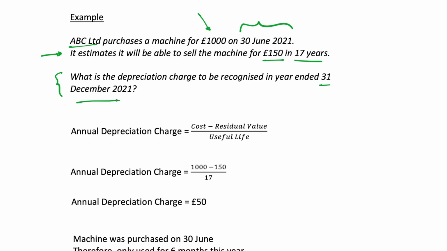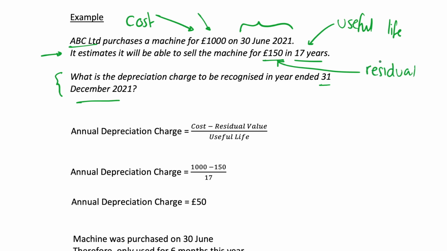of December 2021? A few things we should immediately note from this is that we have got our cost of the asset of £1,000. We have got our useful life of the asset, which is 17 years. And we've got our residual value here as £150.